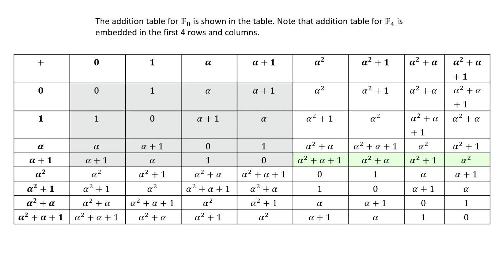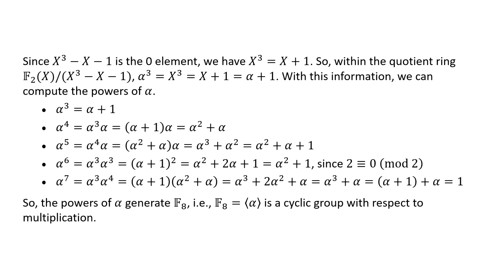Okay, let's now look at the multiplication table. That's a little bit more complicated. So we need some preliminaries before we can do the multiplication table, and I went through those preliminaries on this slide. Since x cubed minus x minus 1 is the 0 element, we have x cubed equals x plus 1. We'll use that to simplify some of the multiplications. So within the quotient ring, again, we're using alpha in place of x. We get alpha cubed equals alpha plus 1.